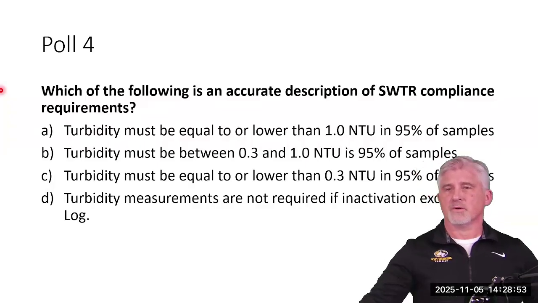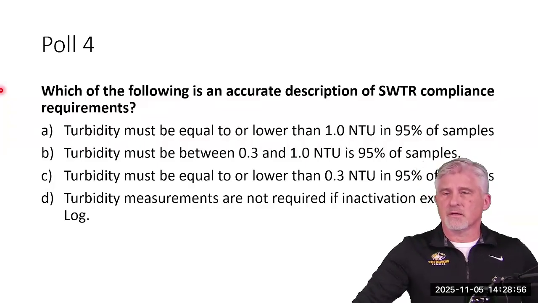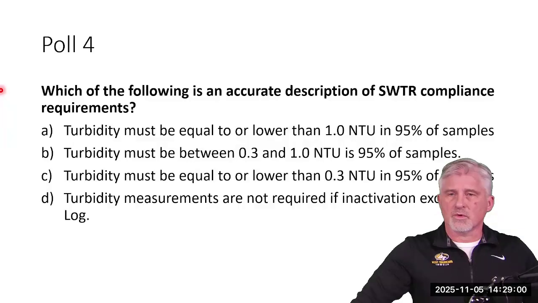All right, well, thank you all. It looks like almost 80% of the people have had a chance to look at the poll question, so I'll share the results with everybody. 64% of the people said turbidity must be equal to or lower than 0.3 NTU in 95% of samples. We also had 19% with B and 17% with A, and nobody said that it wasn't required.